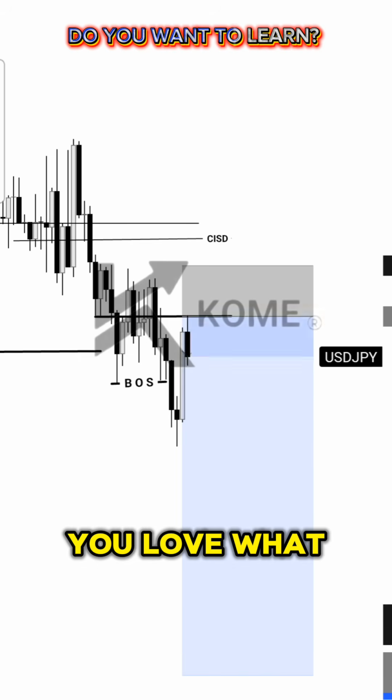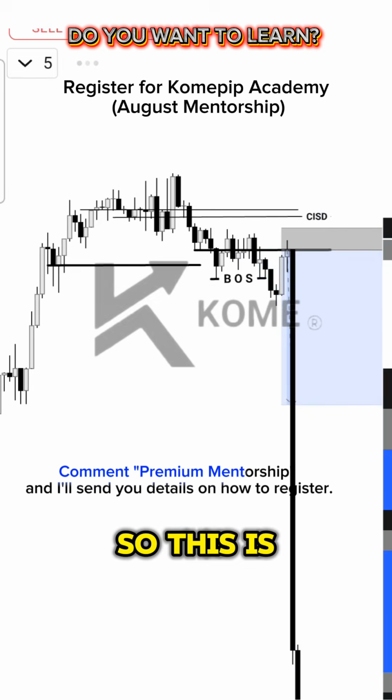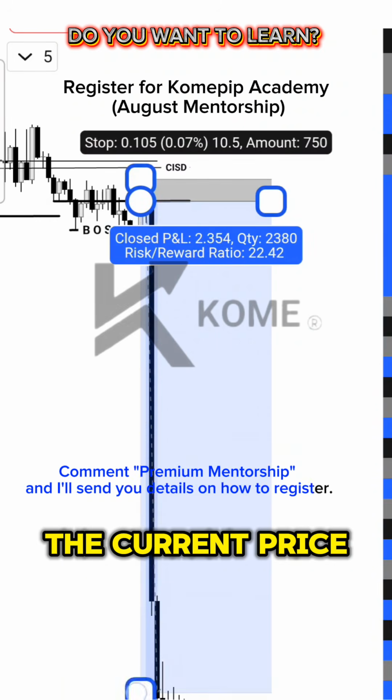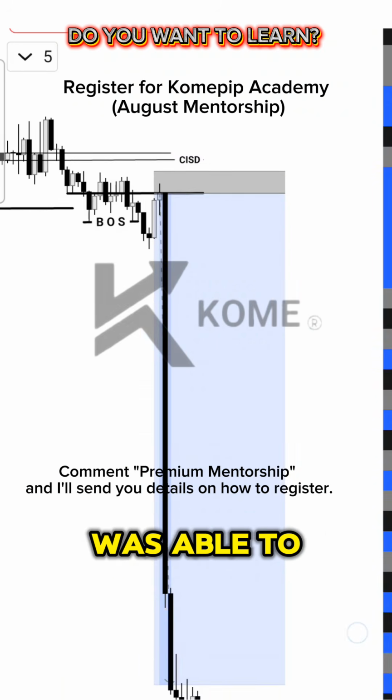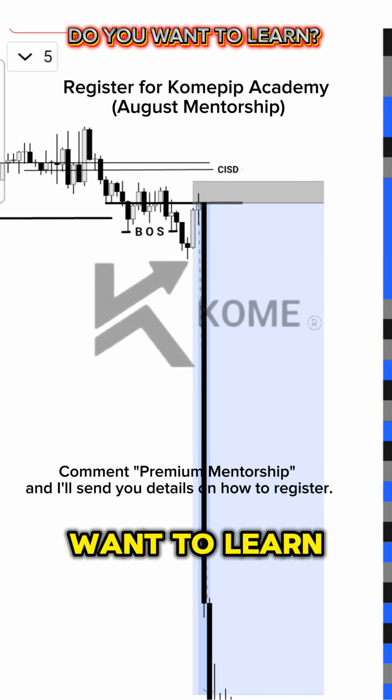In case you love what you just saw, you can see boom, and price pushed to the downside. So this is very massive, and this is the current price, and this is exactly how I was able to catch this particular trade.